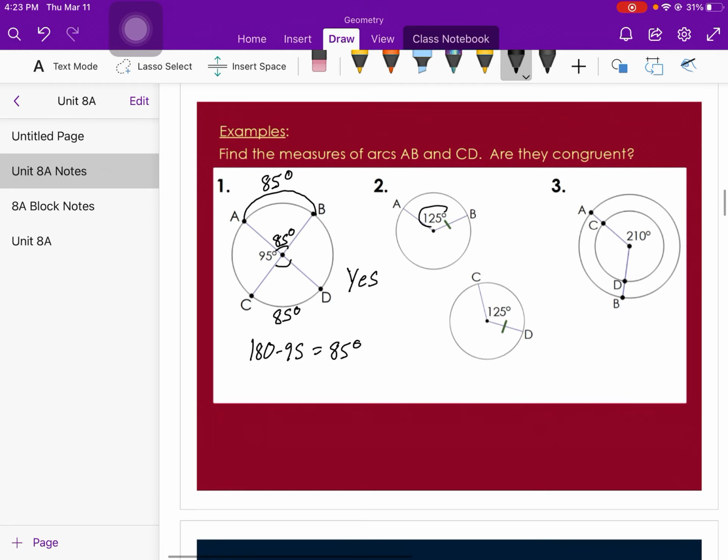The next one, find the measures of arc AB and CD on these two separate circles. These ones are both going to be 125. And since they have the same radius, this is going to be yes. They are congruent because we have congruent circles.